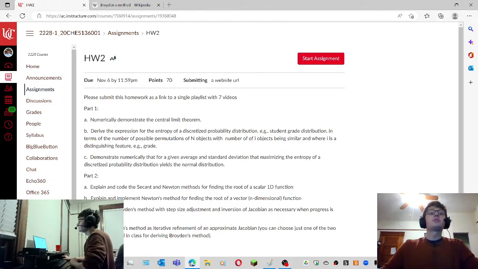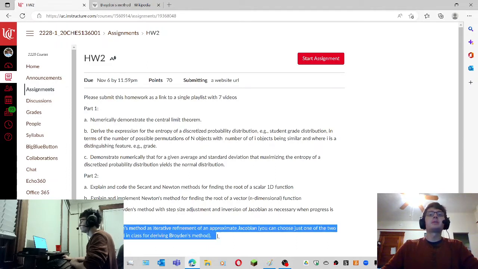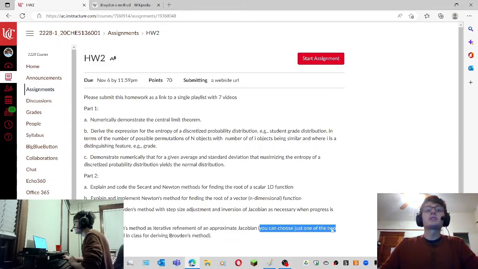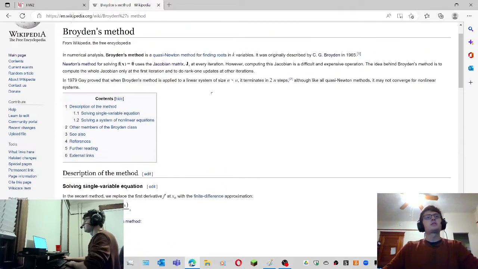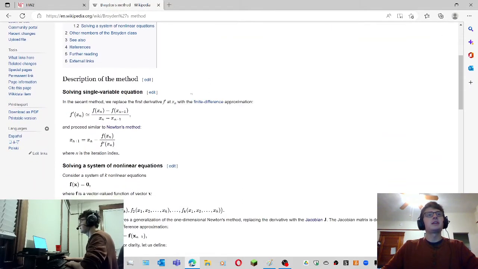I'm going to derive Broyden's method as an iterative refinement of an approximate Jacobian, and I can choose one of the two methods we did in class for deriving it. I'm going to choose the easier way that my professor explained first. So, a quick review of what Broyden's method is.